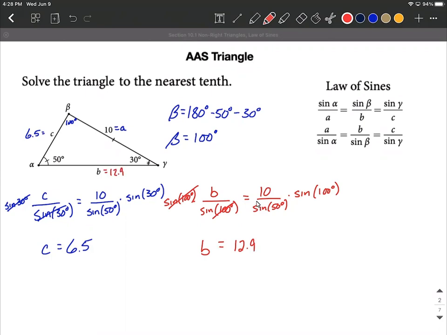So that takes care of it. We've solved the triangle. We found all the side lengths and all the angle measures. So I hope this helps out as you're working on law of sines. Good luck.